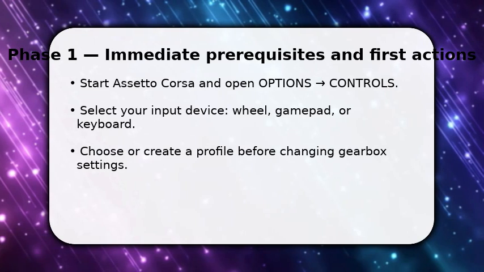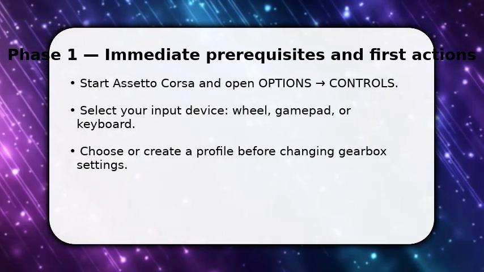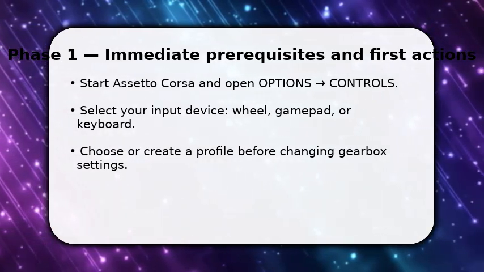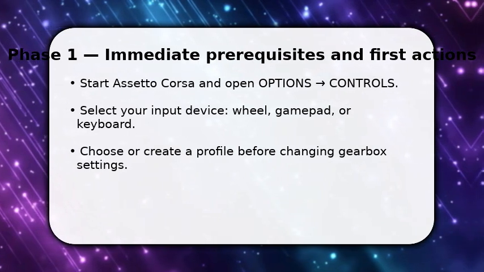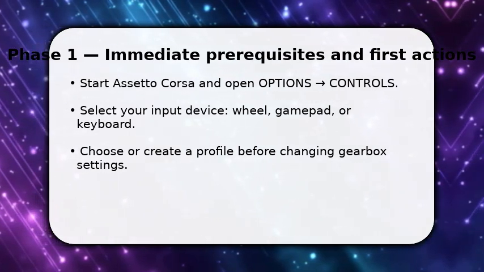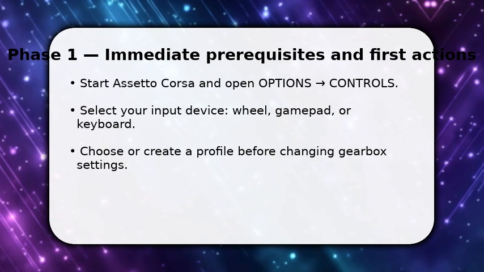You start inside Assetto Corsa. Open Options and go to Controls now. Choose the exact input device you use, wheel, gamepad, or keyboard, because settings are device-specific.